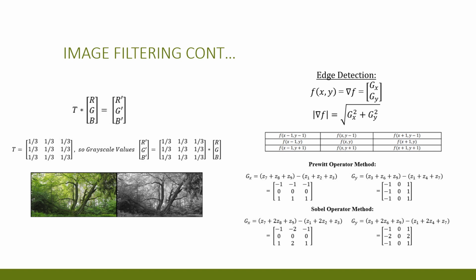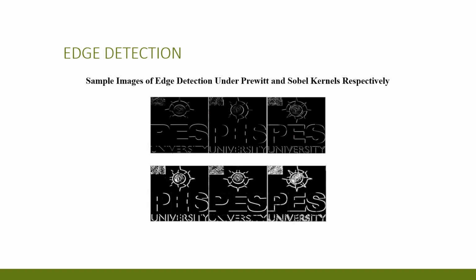There are two approaches to finding the first derivative of f of x comma y: the Prewitt operator method and the Sobel operator method. Although edge detection cannot be solved by linear algebra alone, the Prewitt and Sobel operator matrices derived above are potential options for kernels in the convolution process for edge detection. Pictured below are sample images of edge detection using the Prewitt and Sobel kernels respectively.